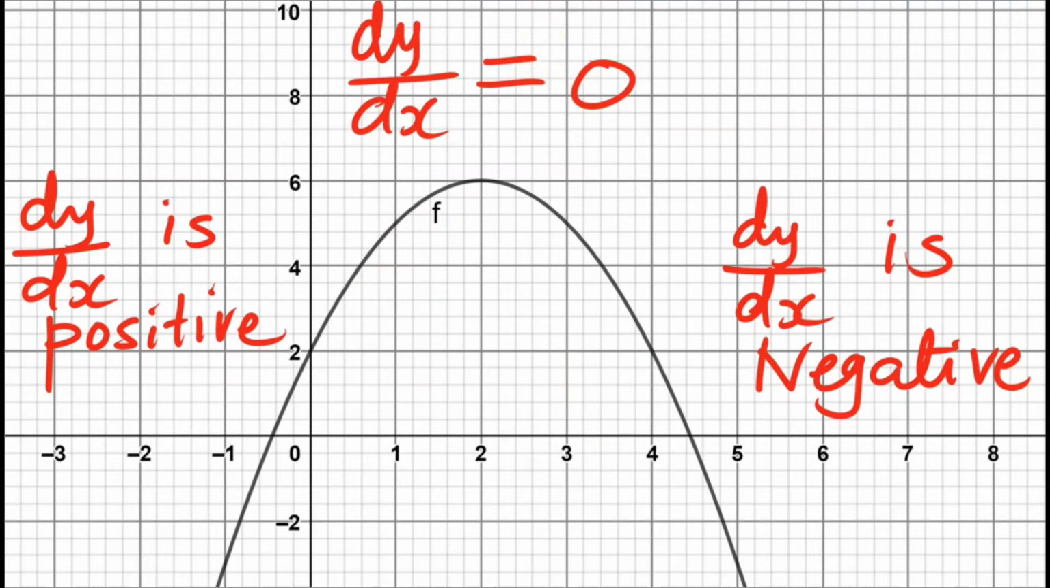So you can identify the point at which the gradient, this is the point 2, this is the point at x equals 2. You can see the gradient is 0 there, and this is the point x equals 2. So to the left, the gradient is positive. To the right, the gradient is negative. That is what we mean.